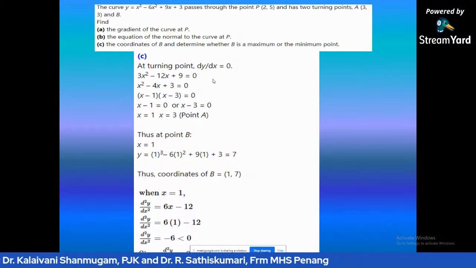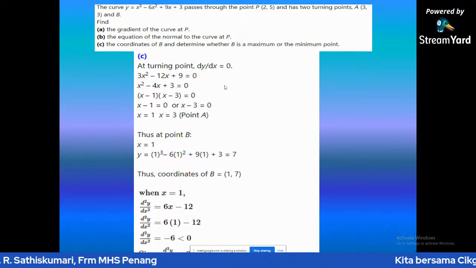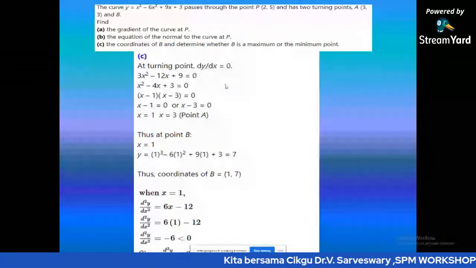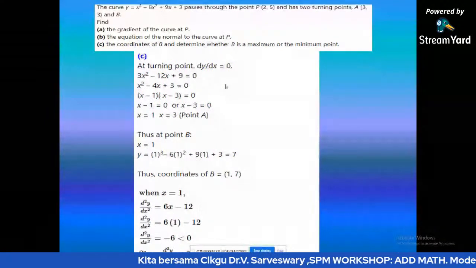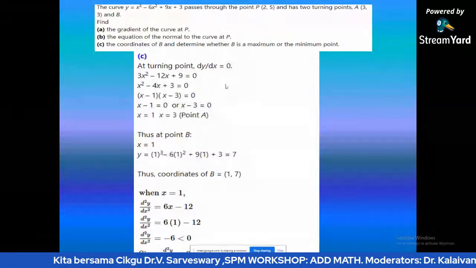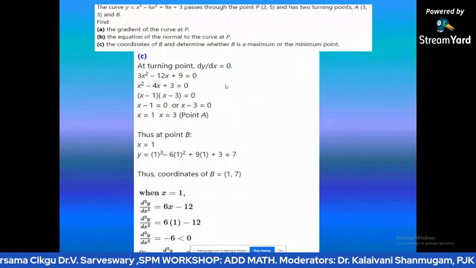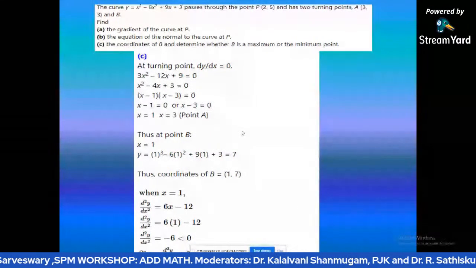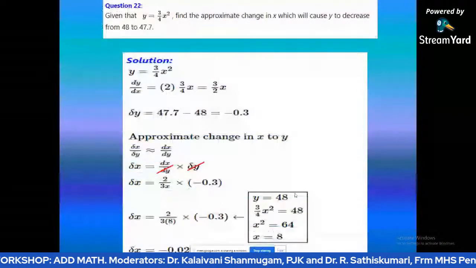So you need to find d squared y divided by dx squared. Okay, so you need to differentiate again. So when you differentiate, you will get 6x minus 2. Okay. Substitute the value of x. So the value of d squared y over dx squared is negative. So negative means this is a maximum point.